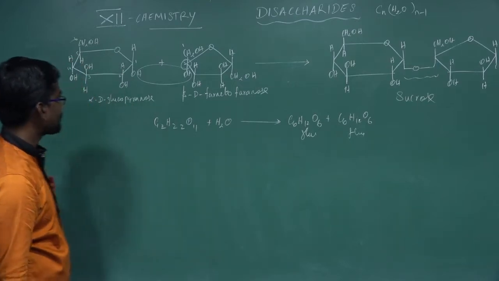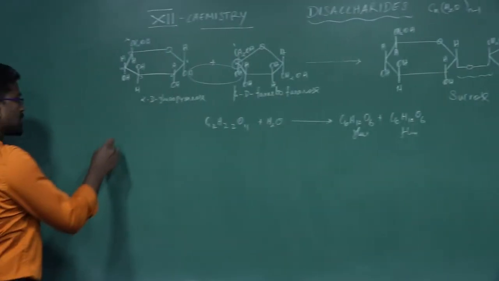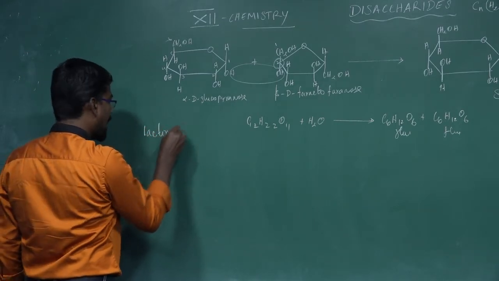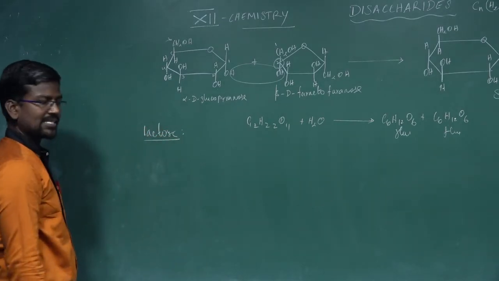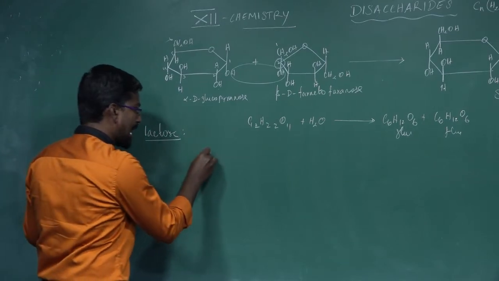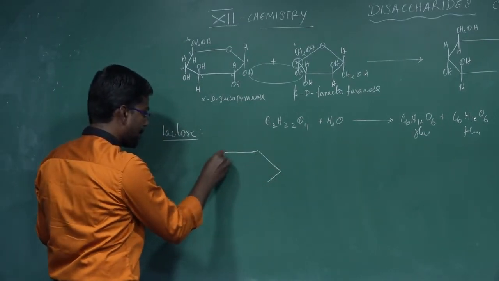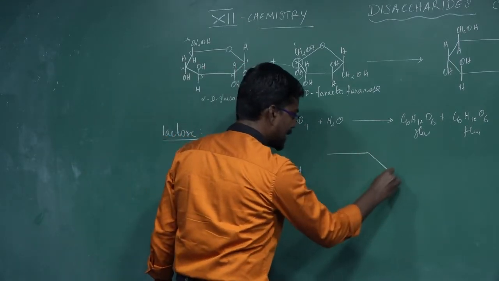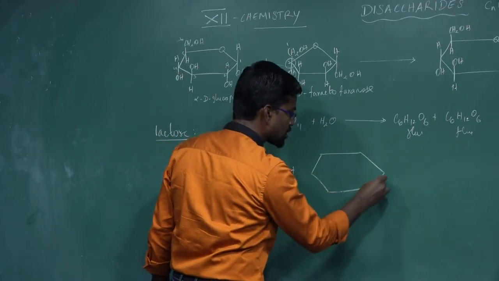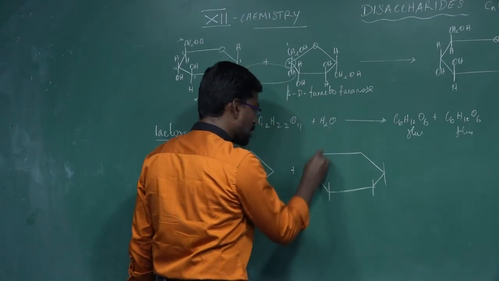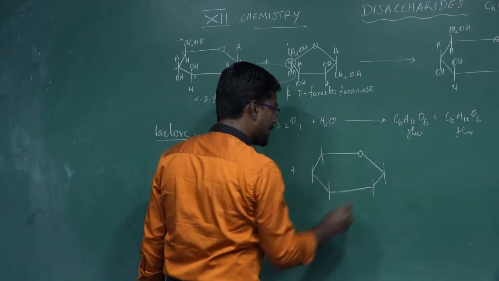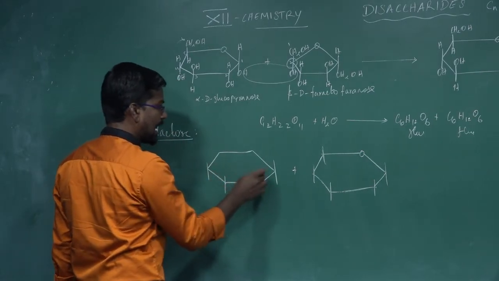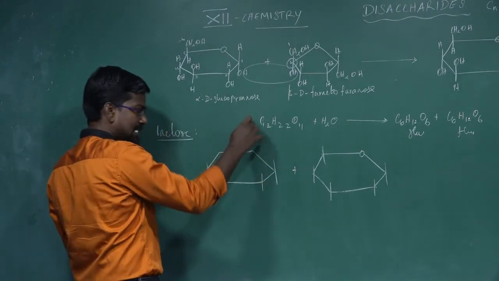The next one, lactose. Lactose is also one of the important disaccharide molecules. The lactose molecule is obtained when beta galactose is combined with beta glucose. What is the meaning of beta galactose? The beta OH group is placed in the upward direction, that means beta.